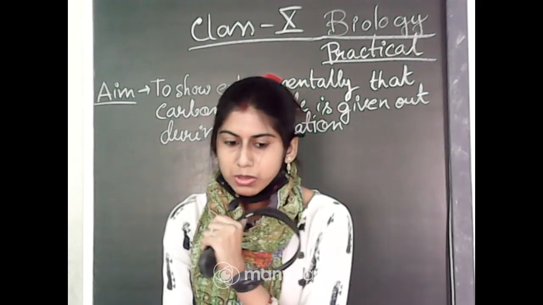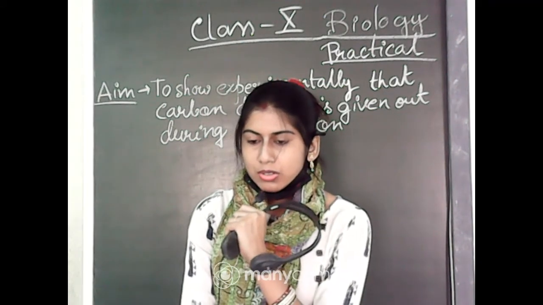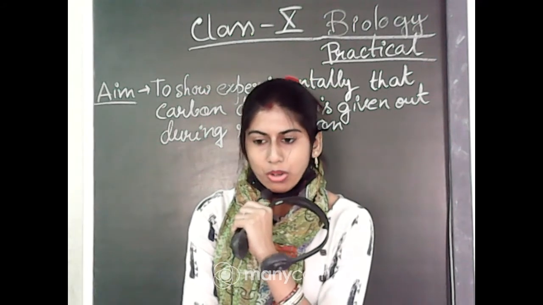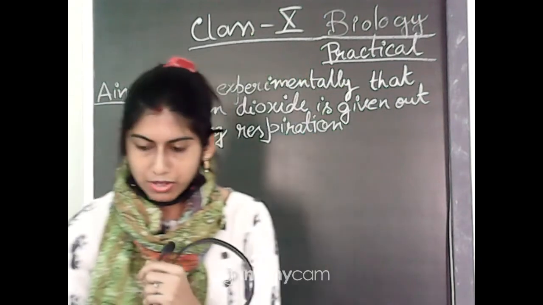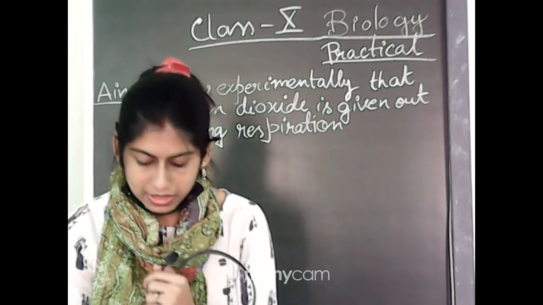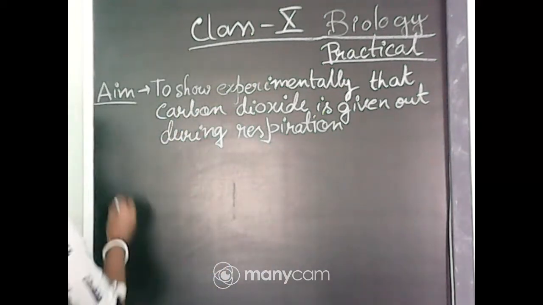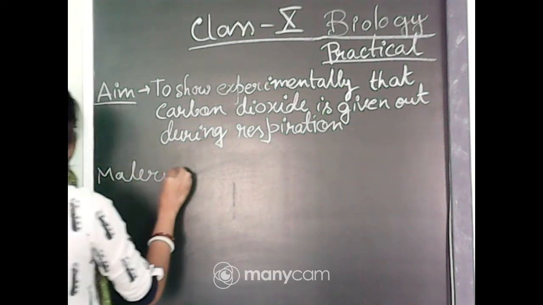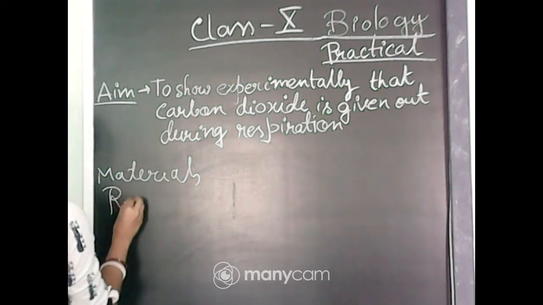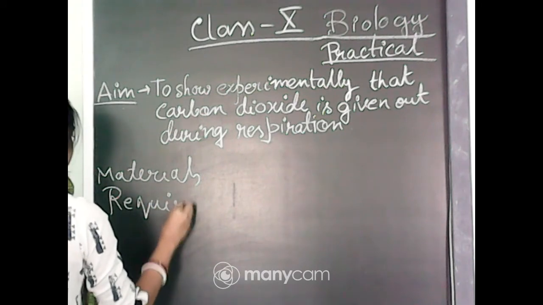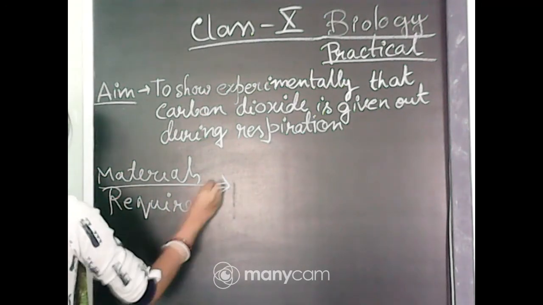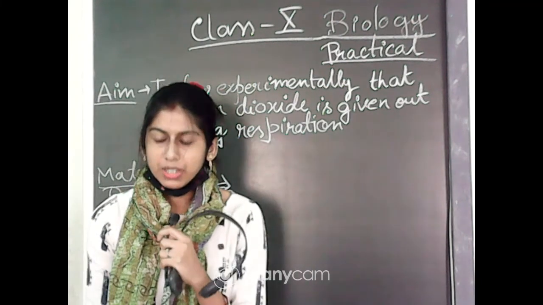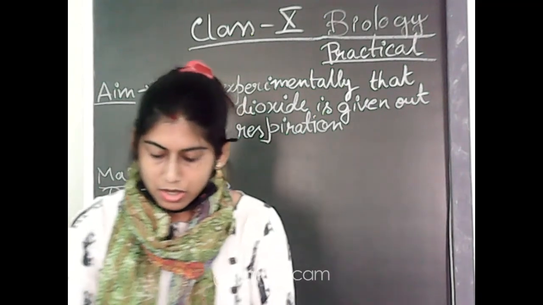Now I will help you to write it down. I will tell all the points which you have to write down, and I will draw the diagram also. As you know, the first thing in any practical is the materials required. First is the aim, and after that, materials required. So what are the materials that can be required for this particular practical?